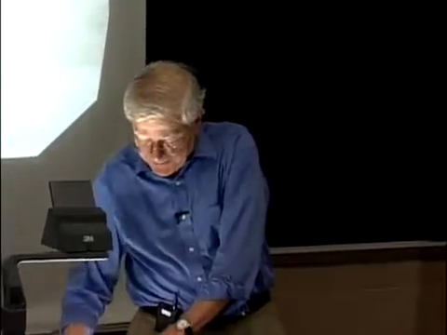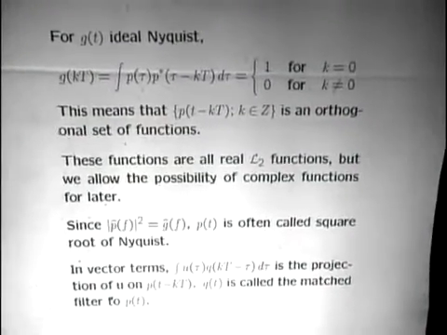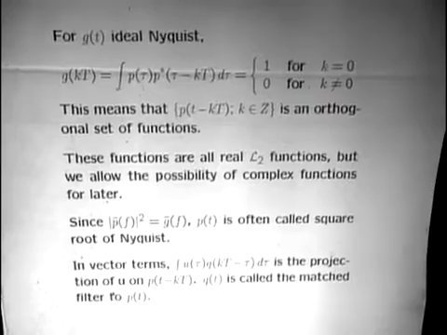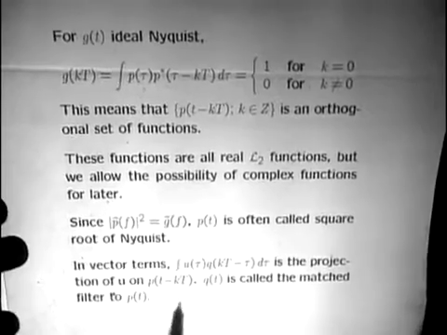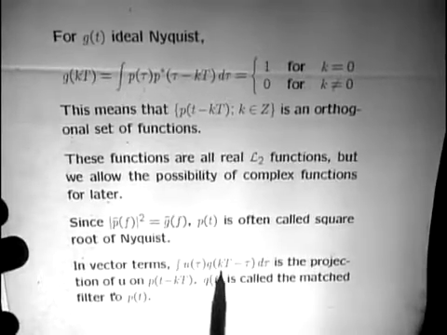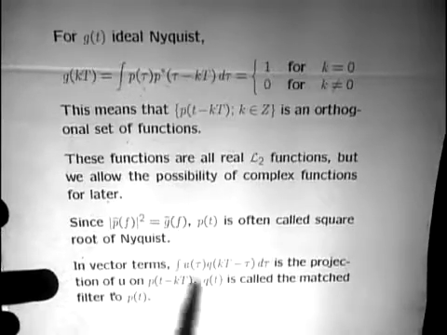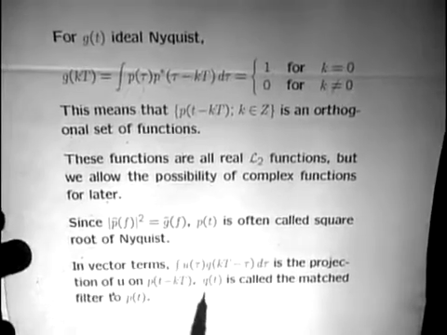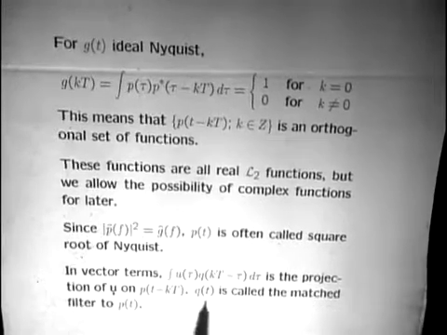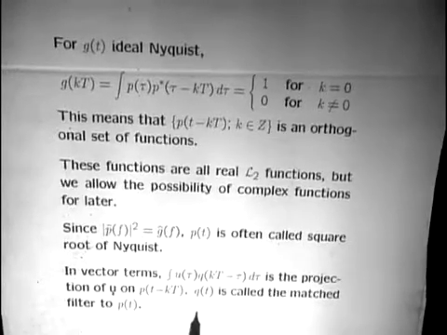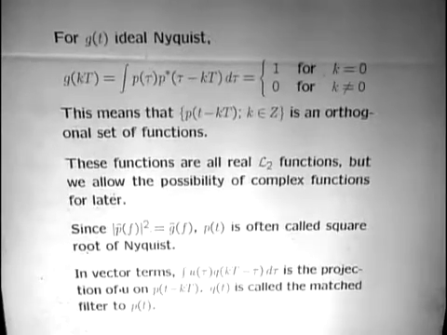Okay, so anyway, what gets transmitted is real. But we'll allow p of t to be complex just for when we start dealing with something called QAM, which is our next topic. Okay, so in vector terms, the integral of u of tau times q of kT minus tau is the projection of u of t onto this waveform. And partly for that reason, q of t is called a matched filter to p of t. In other words, you use this waveform as a way of selecting out the parts of u of t that we're interested in.